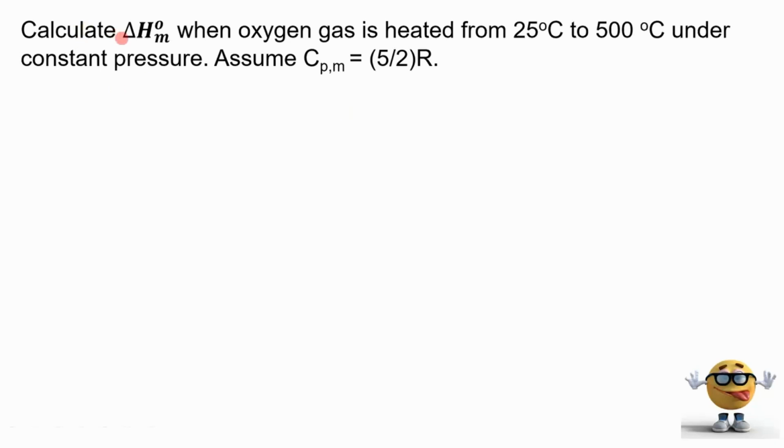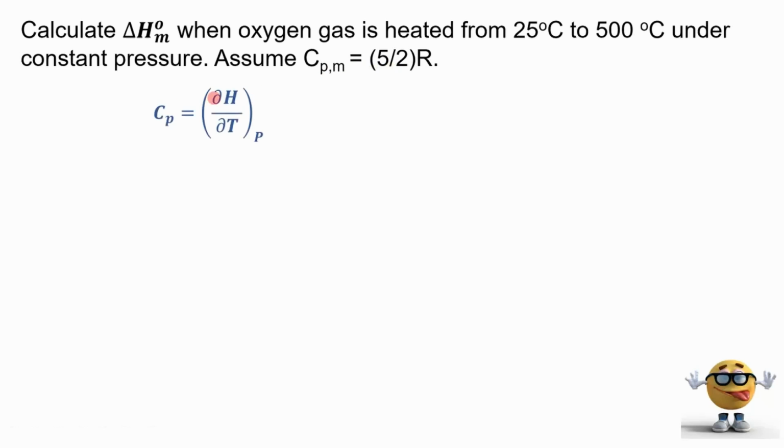Gang, we're going to calculate the change in standard molar enthalpy when oxygen gas is heated from 25 degrees Celsius to 500 degrees Celsius under constant pressure. And we're going to assume that the molar heat capacity at constant pressure is 5 over 2R. So we're assuming that oxygen behaves as an ideal gas.